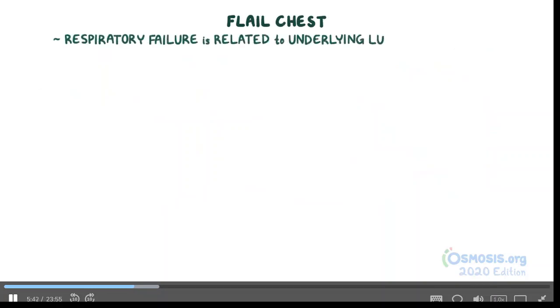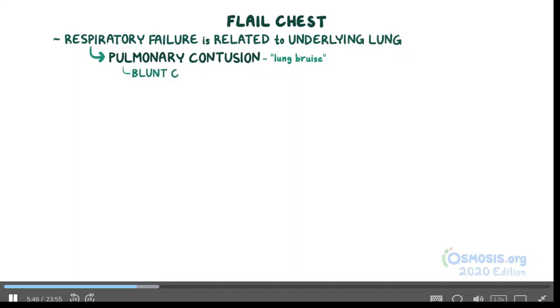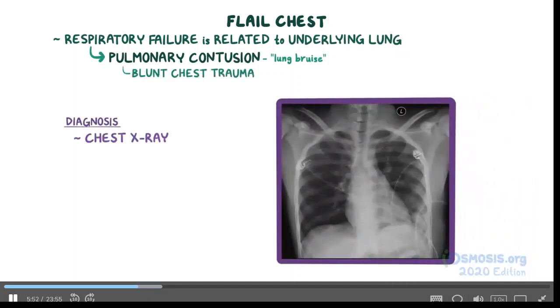The respiratory failure in a flail chest is not due to the mechanical issue. Instead, it's directly related to injury to the underlying lung, which is called a pulmonary contusion or a lung bruise. Pulmonary contusions happen in the context of blunt chest trauma and can be diagnosed on a chest X-ray. But the thing is, the chest X-ray may not show any changes until 6 hours after the injury. This makes sense because you'd expect the same delay in the appearance of a skin bruise.